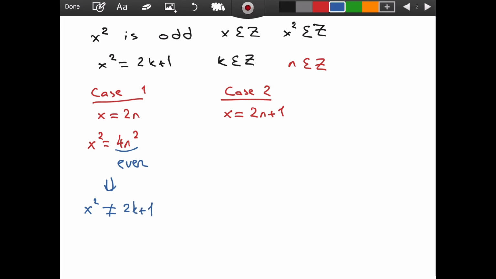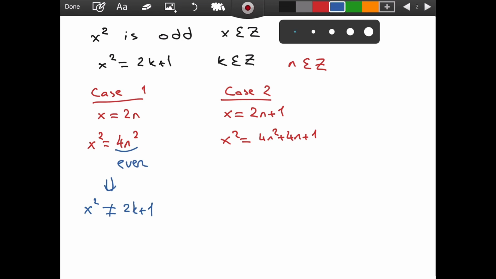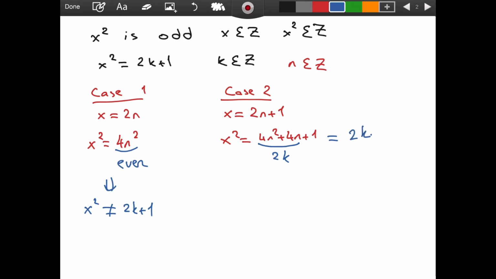Alright, now what about case 2? For case 2, I square both sides and I get 4n squared plus 4n plus 1. And you can check that this in fact works by multiplying out yourself, or you simply know this by heart. So if I here define my n, if I make this 2k, you will see that I will have a plus 1 and consequently this will be in the form 2k plus 1.